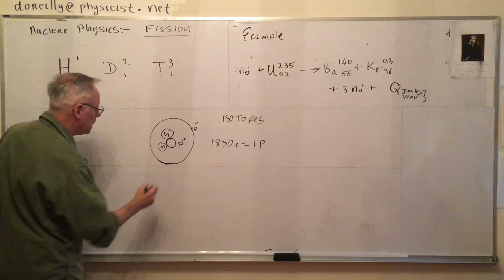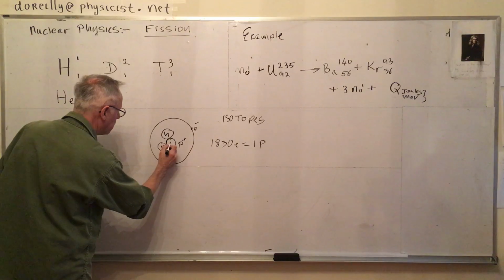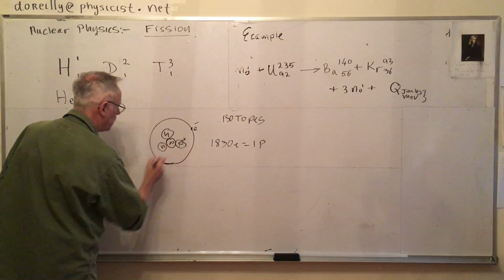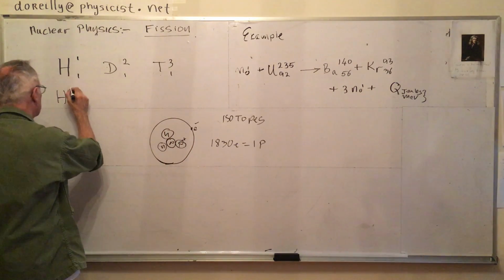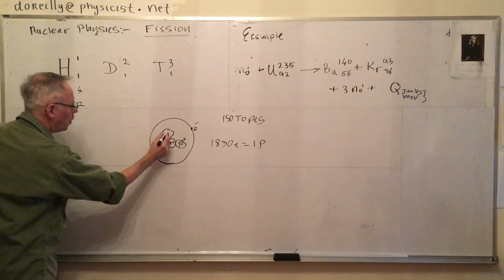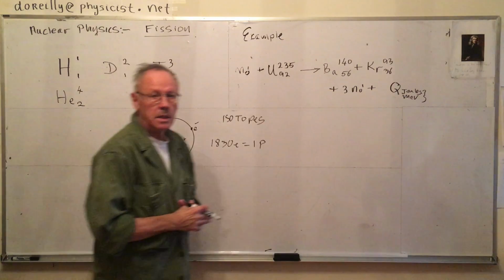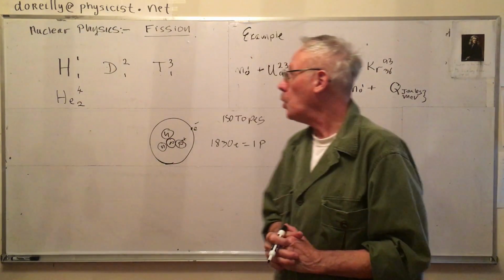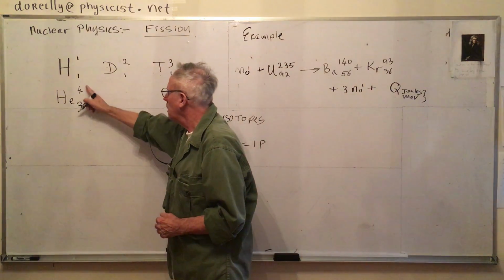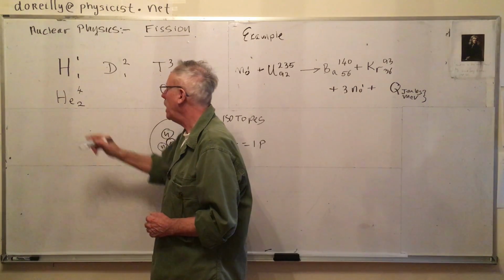There are 2 protons in helium and 2 neutrons. So therefore 1, 2, 3, 4. All of these guys are of the same mass. The atomic mass of helium is 4. We say helium, atomic mass 4, atomic weight 2.